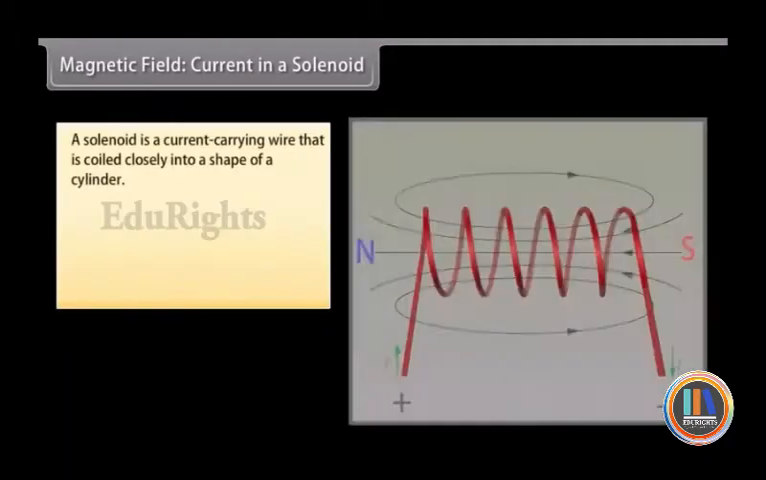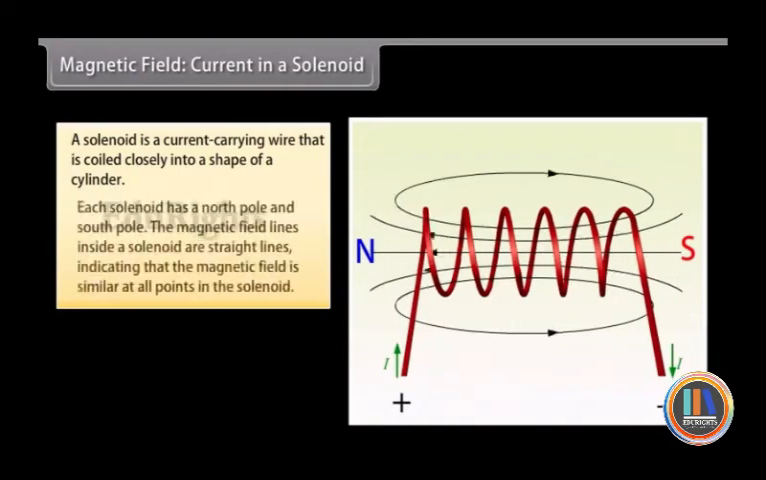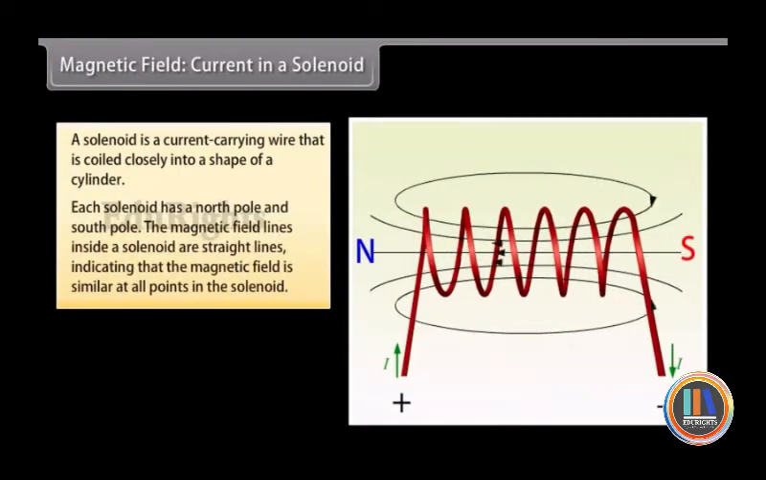Magnetic field. Current in a solenoid. A solenoid is a current-carrying wire that is coiled closely into the shape of a cylinder with the turns as close together as possible. This is similar to a bar magnet. Each solenoid has a north pole and south pole.